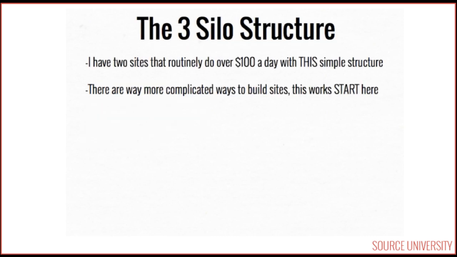Now, the 3-silo structure. I have 2 sites that just have this basic structure. I'm about to show you to do over $100 a day with this simple structure. You don't need an advanced, completely built out authority site to rank in Google and make money. You just don't. Okay? And there are way more complicated, guys. There are way more complicated ways to build sites, but this works.